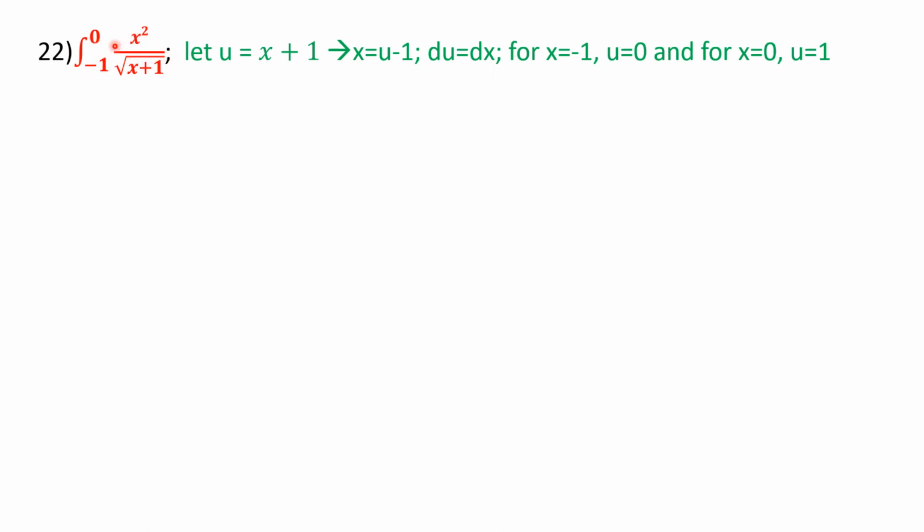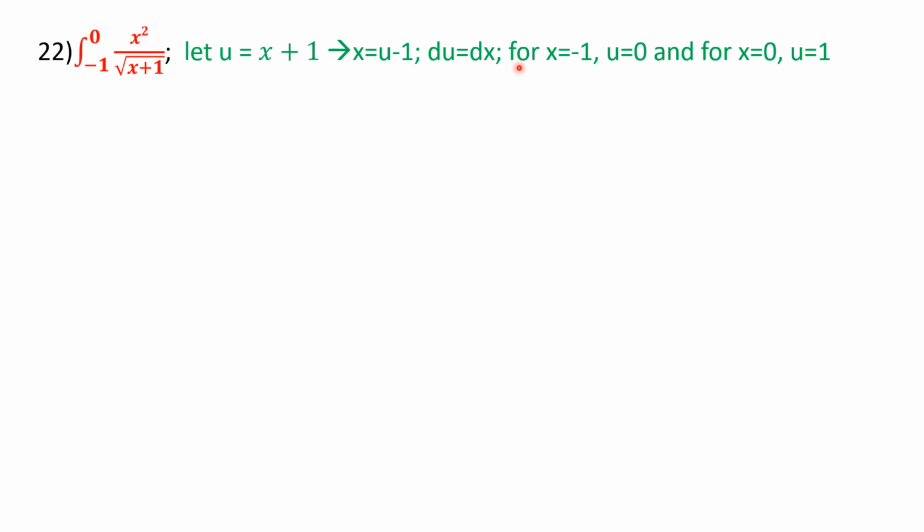This is an integration that we can do using the substitution. So let u equal to x plus 1. This implies that x equal to u minus 1. If we do the derivative of both sides, we get du equal to dx.